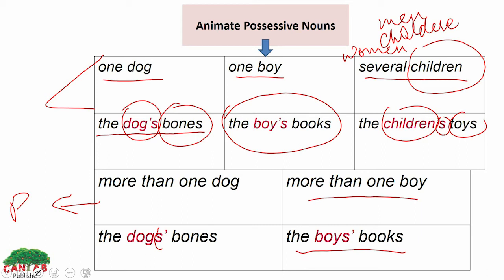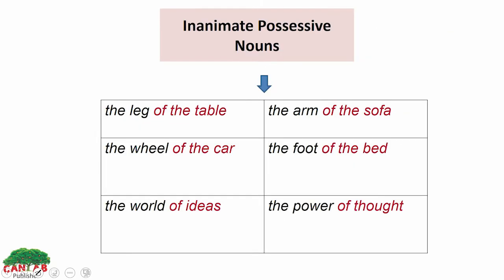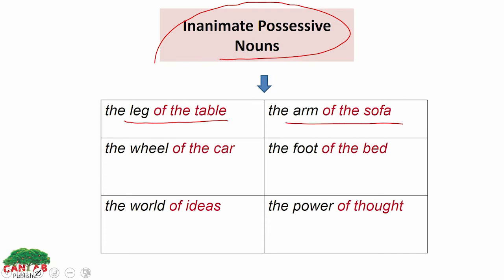I hope you have learned the concept of animate possessive nouns here. Now look at the inanimate possessive nouns, both singular and plural. The leg of the table, the arm of the sofa. Here we will just put a preposition to show the relationship between inanimate nouns. That table possesses a leg here.